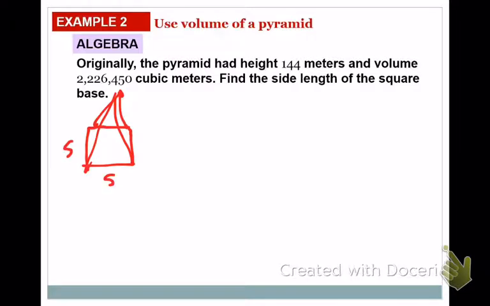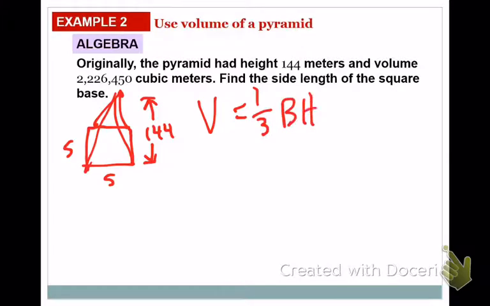The height is 144. And the volume is given. Okay? So we're still going to use the formula V equals 1/3 big B times H. We're going to plug in what we know. We know the volume. The volume is 2,226,450. That's going to equal 1/3.